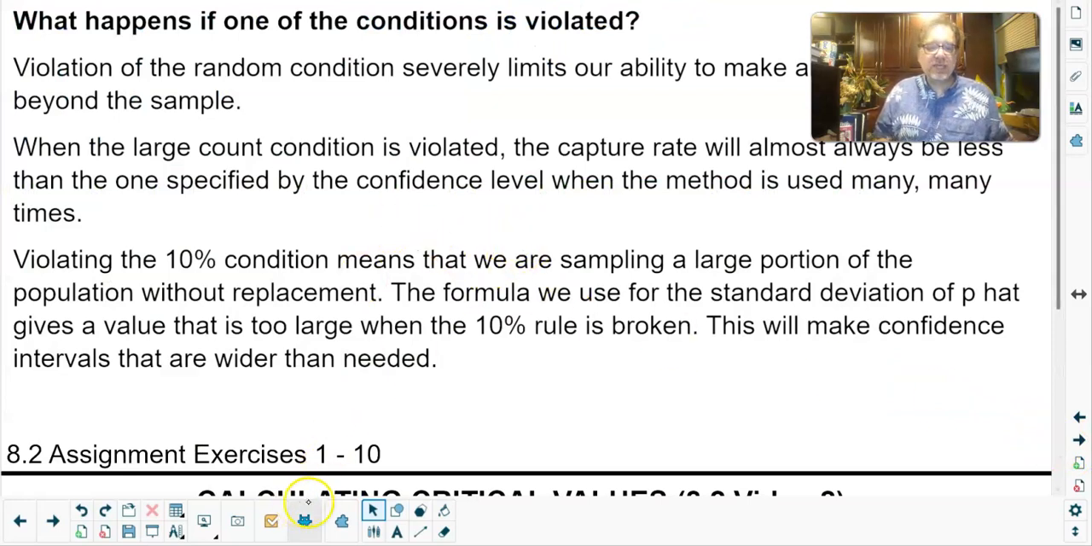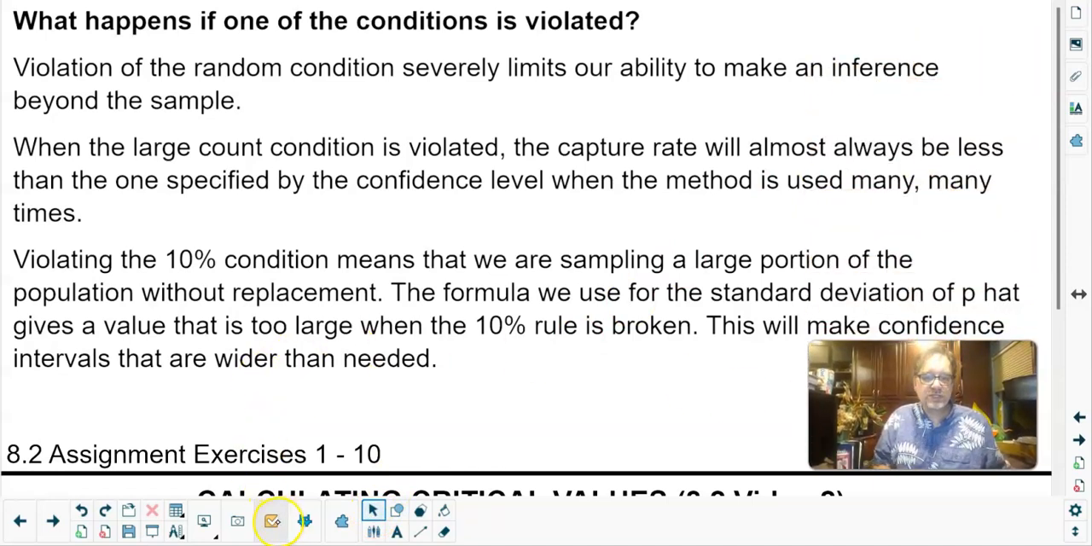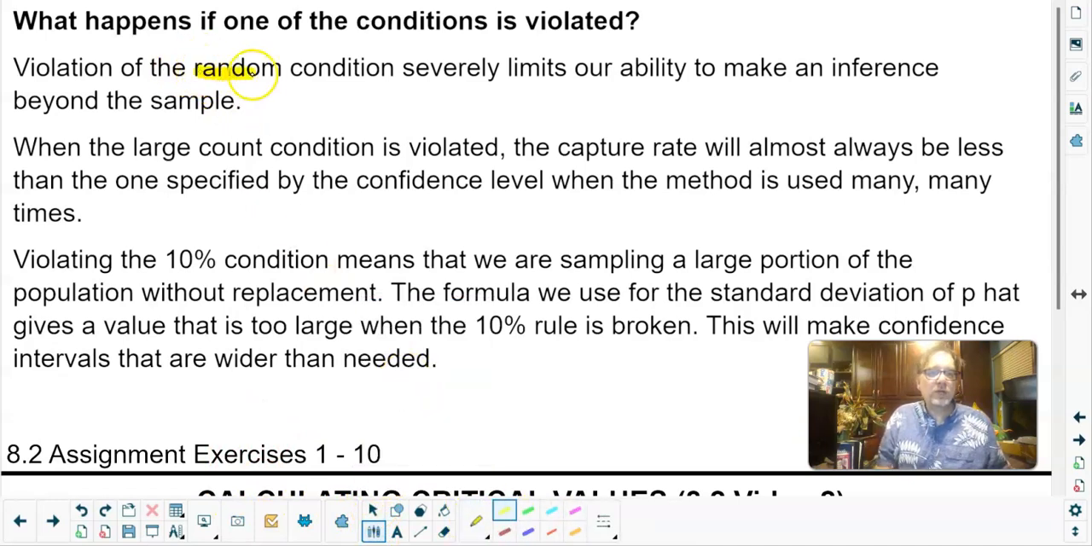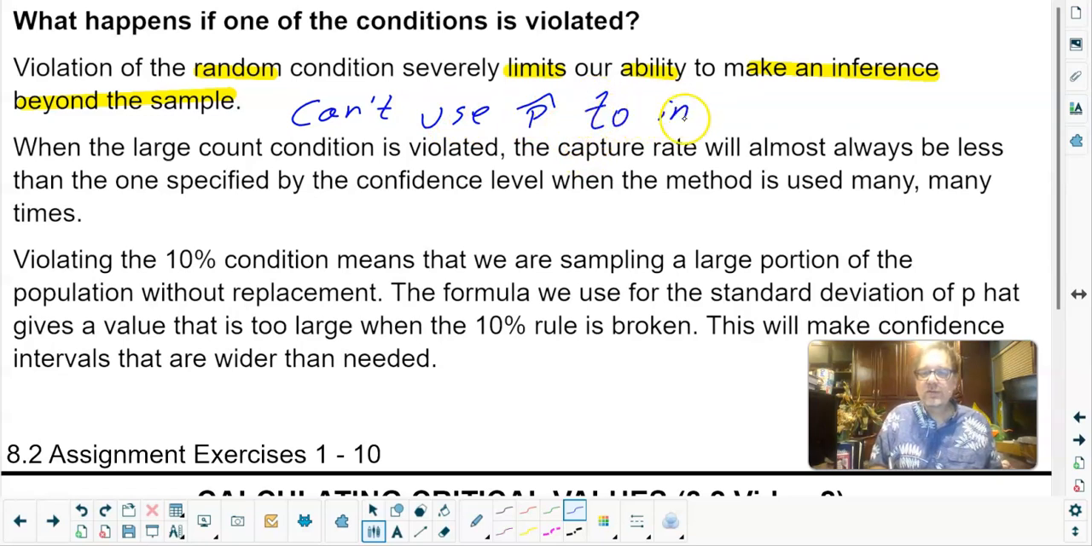So what happens if we can't meet all of our conditions? Well, what happens depends on which one is violated. If we are not random, we will limit our ability to make an inference beyond the sample. I cannot make an inference about the population. So we can't use p hat to infer p. P hat comes from my sample, p is the population.